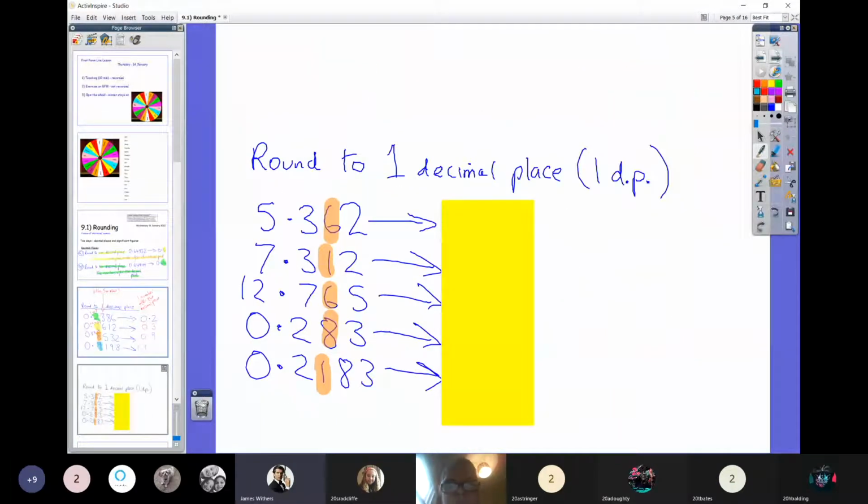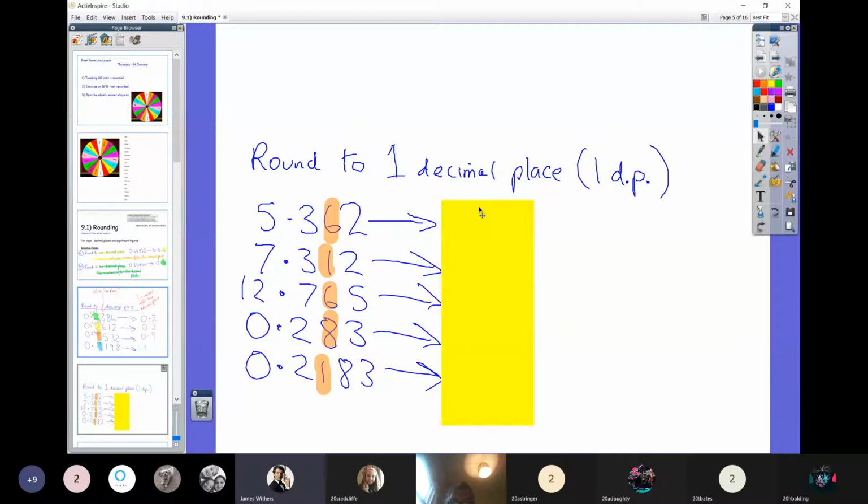So, okay, I just want you to try and do these in your head. I am just going to give you a few seconds to think about each one before I expose the answer. So again, rounding to one decimal place, what do you think these will be? So 5.362, we're weighing up between 5.3 and 5.4. That will be 5.4.